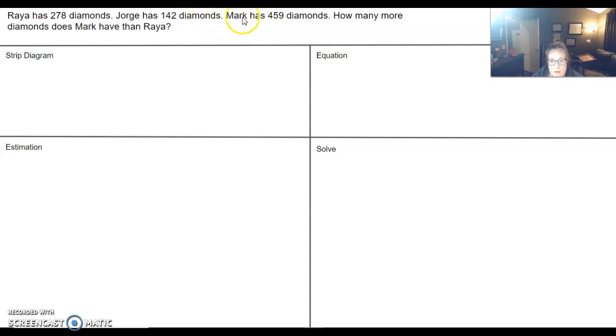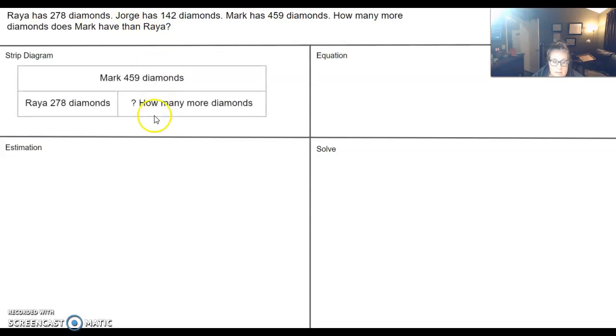I'm going to compare how many diamonds Mark has compared to Raya, and I want to know how many more Mark has than Raya. So I'm going to make my strip diagram represent that. My strip diagram is going to look something like this. I know that Mark has 459 diamonds. I know that Raya has 278 diamonds, and I'm trying to figure out how many more he actually has than her. My equation is going to be 459 minus 278 equals question mark, which is going to tell us how many more diamonds Mark has than Raya.